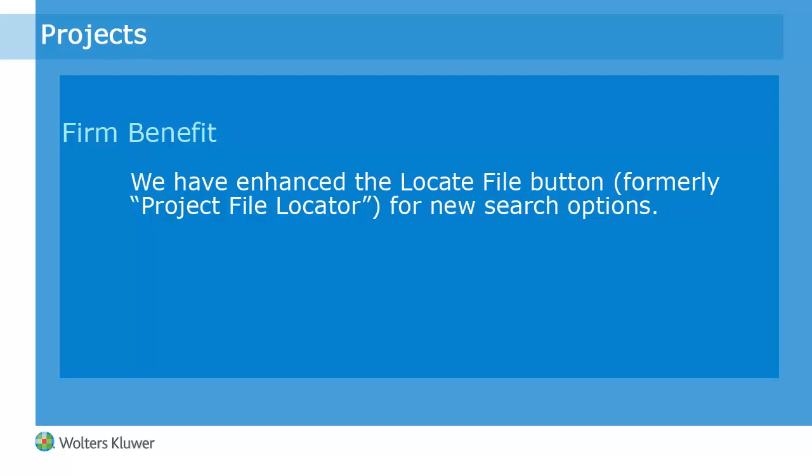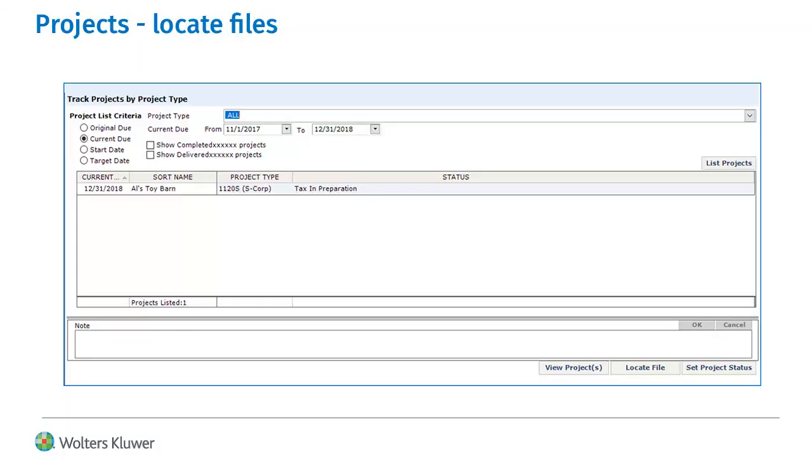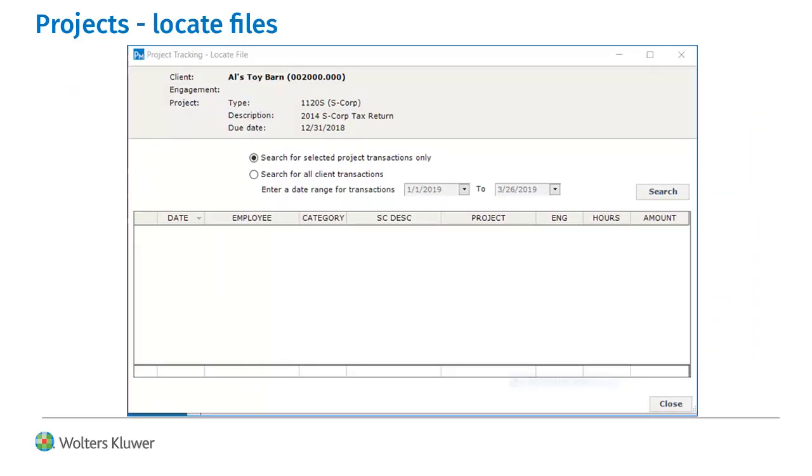Filters provide quicker analysis for readers of the reports. The Locate File button, formerly Project File Locator, now has two radio buttons to filter the client files for the project selected. All transactions now include unposted, WIP and WIP history. There is an option to search for only project transactions for the project selected in the grid. There is also an option to search for the client transactions within a date range, sorted so that you can find the employee who last recorded a transaction for any engagement.